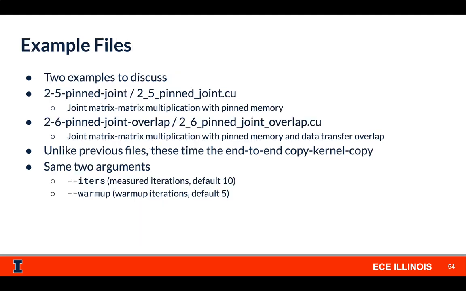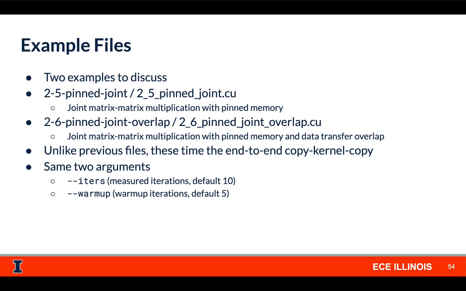For the rest of this lecture, we're going to talk about two more examples. One is 2.5 and one is 2.6. Both of them are the joint matrix-matrix multiplication, though we're not really going to be focusing on the performance of that. We're just using it as an example. What we're really interested in is the performance of the data transfer and when the data transfer takes place relative to the matrix multiplication kernel. So 2.5 is kind of the traditional way to do things, where we copy the two matrices onto the GPU, then we do the kernel to multiply them, and then we copy back. And in 2.6, we employ a technique to overlap the data transfer for the matrix multiplication with the multiplication itself.